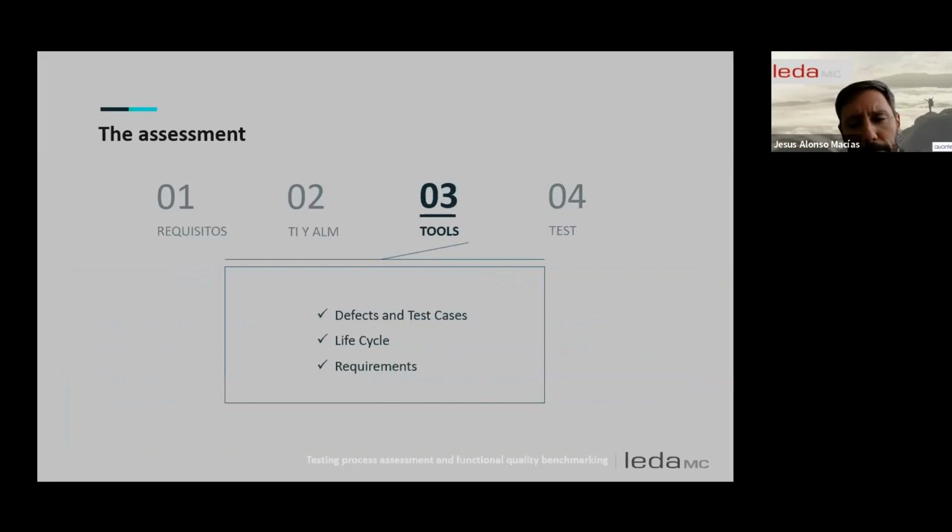In the world of testing, tools play a fundamental role. Well, in order to make a good assessment, we need to know which tools are used to record tests and defects, and even the requirements. In other words, any tool that could be used by testing teams. We will ask ourselves if the tools allow us to relate the information, and if the life cycle defined in the documentation is supported by the tools and is consistent.